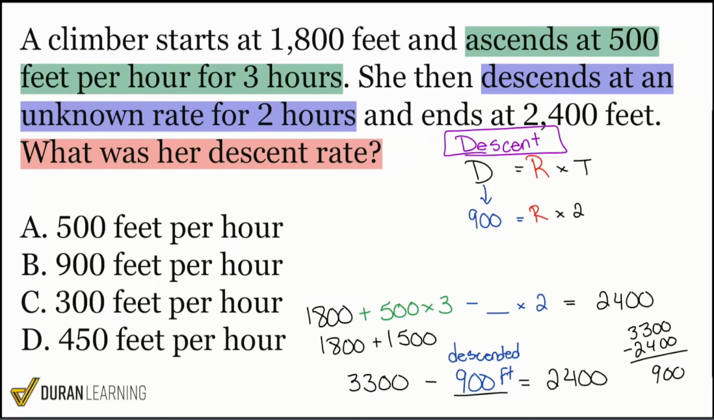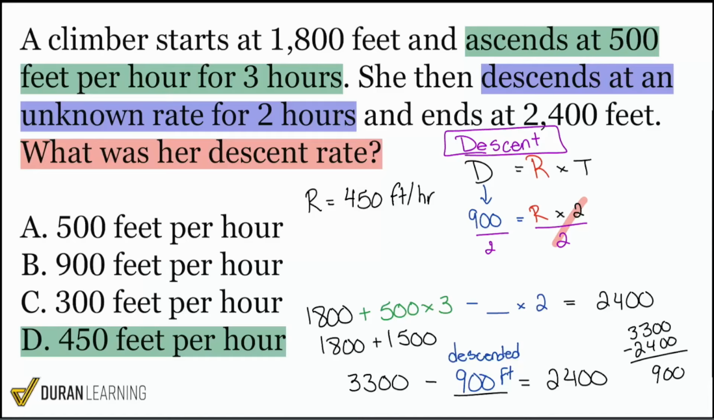So now we'll just divide both sides by 2, and we get the rate by itself. 2 cancels out, and 900 divided by 2 gives us 450. And there we are. We were descending, or going down, at a rate of 450 feet per hour. And that's what's going to make answer choice D the correct answer.